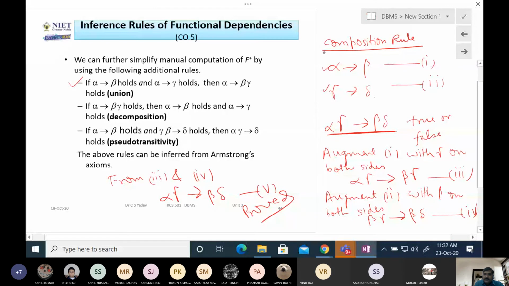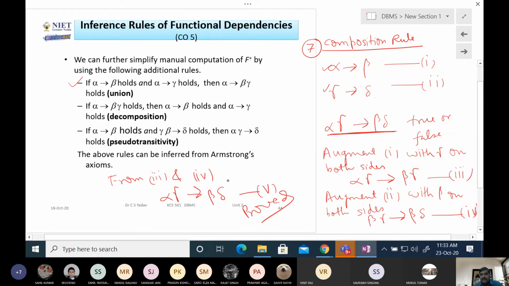Yes, sir. This is the 7th rule. So in Armstrong's axioms, there are 7 rules. First 3 rules, reflexivity, augmentation and transitivity are called primary rules, and then the rest of the 4 rules, union rule, decomposition rule, pseudo transitivity and composition rule are called secondary rules.